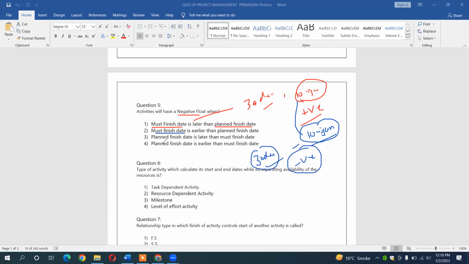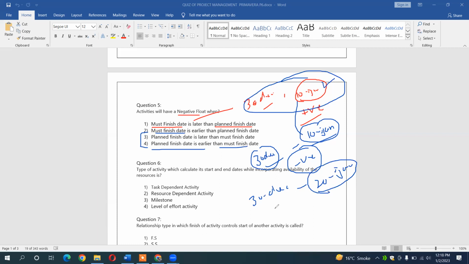Let's go for the others. The planned finish date is later than the must finish date. It is the same concept that I have discussed here. And the planned finish date is earlier than the must finish date. It means that when you plan your project, it is earlier. Again it is the same example but the wording is different. These two examples are the same. Like your planned finish date is 30th of December, then your must finish date is 20th of January, and again you are 20 or 21 days ahead. It also does not refer to a negative float.